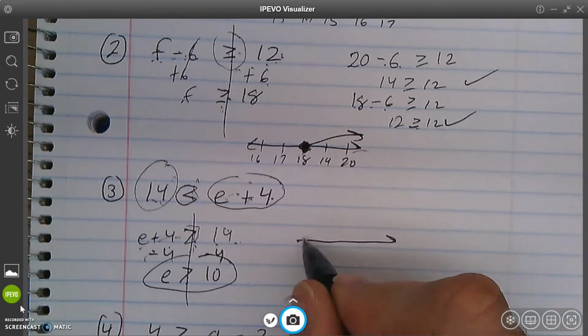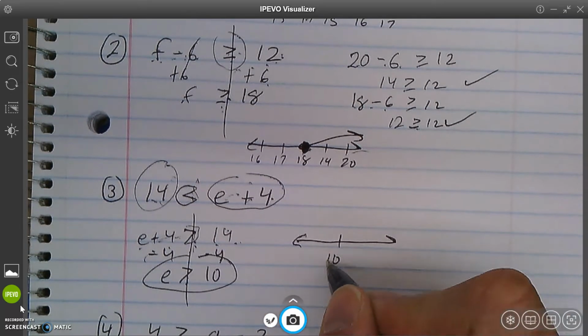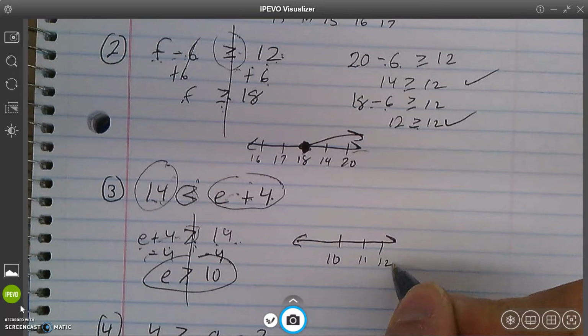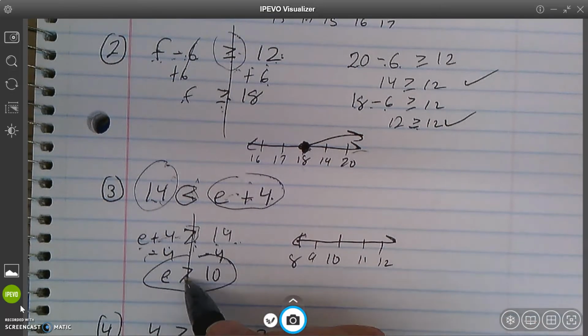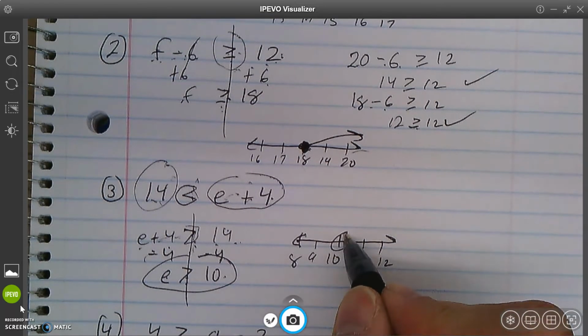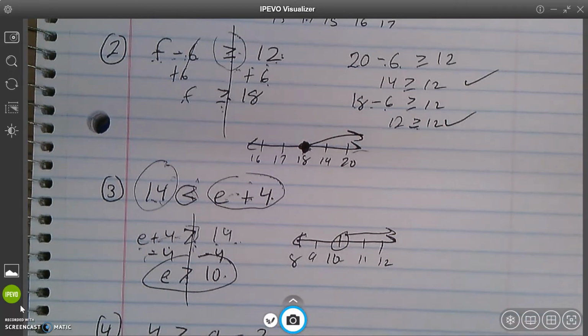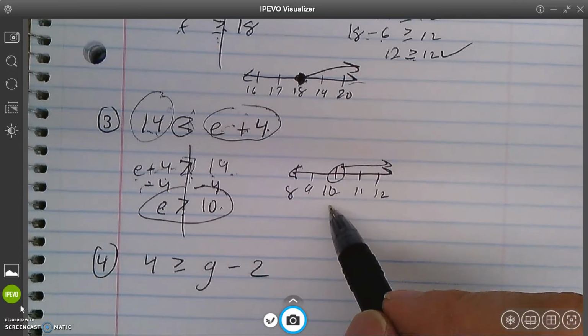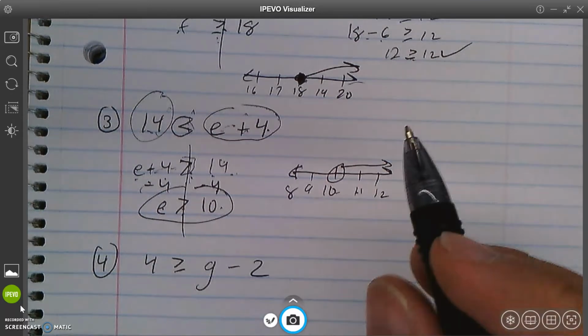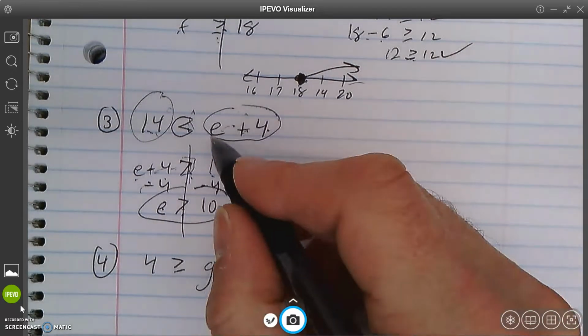So 10 here. Write some numbers bigger, write some numbers less. E has to be greater than 10, but not equal to. So open circle, because 10 is not a solution. There we go. Let's try one: 11, for example. Does 11 work? I don't know. Let's plug into the original.